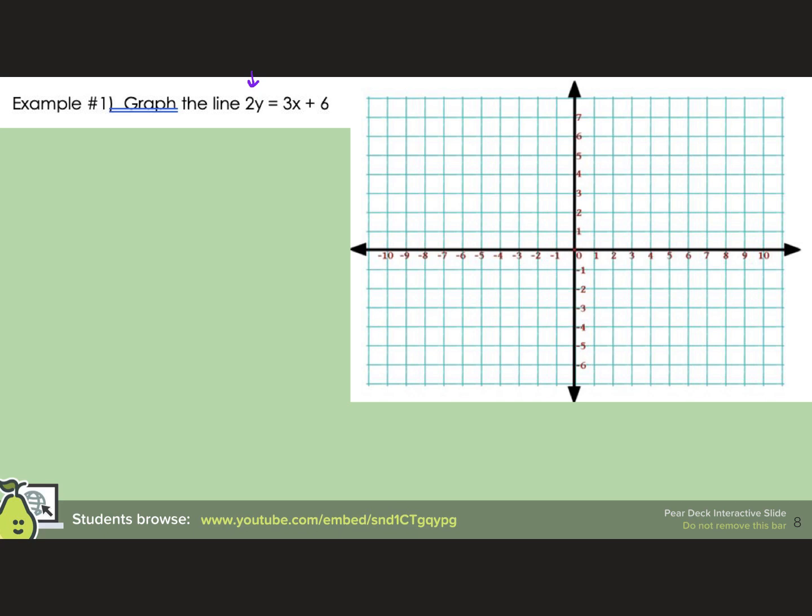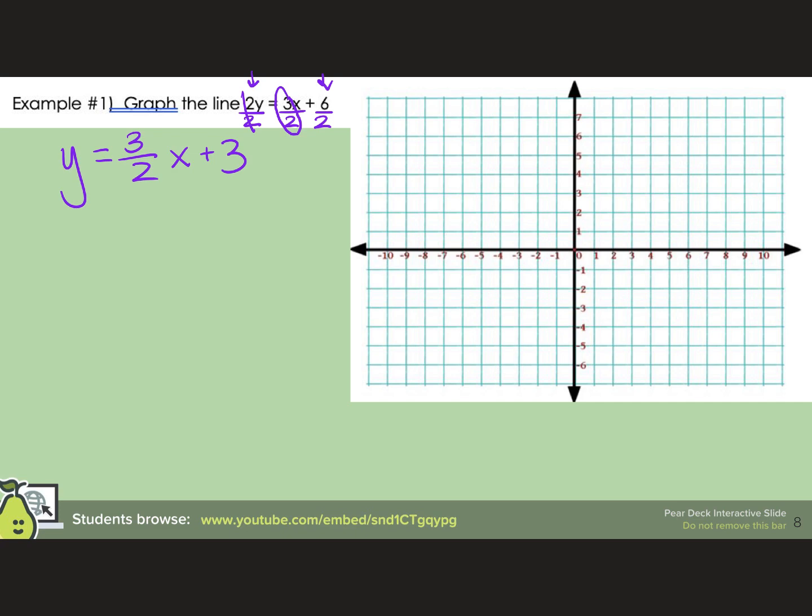If you remember, I'm going to divide every single thing in this equation by 2. So now I have the y by itself, which is what I want. I'm going to separate my fraction, because that's my slope, from my x. 6 divided by 2 is 3, and it's positive. Okay, so now this is in slope-intercept form. I've solved for y.